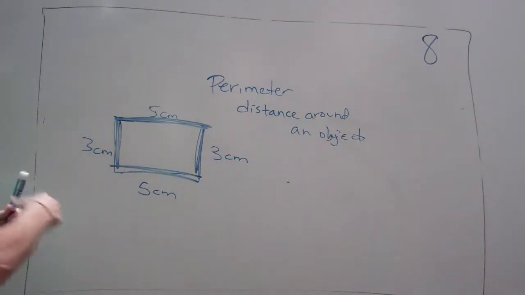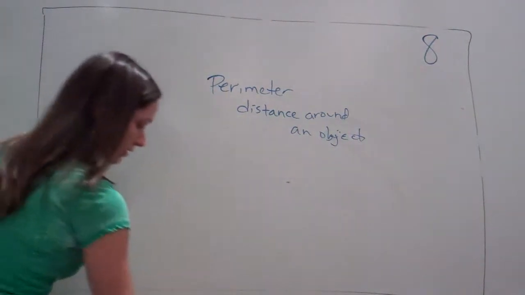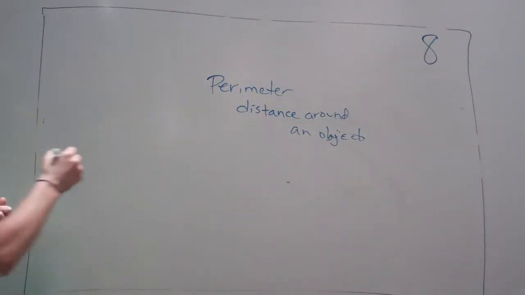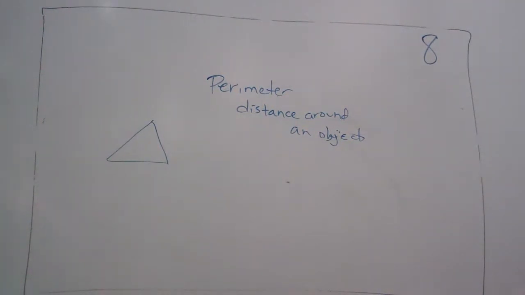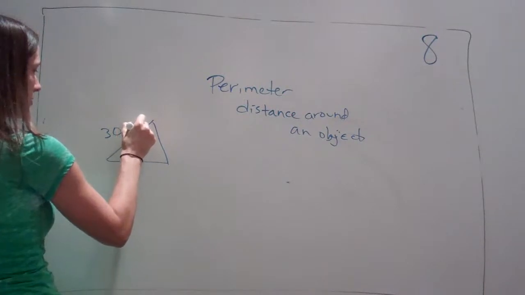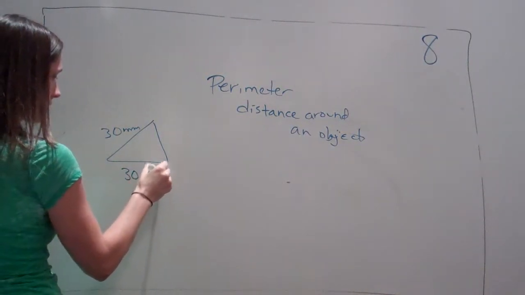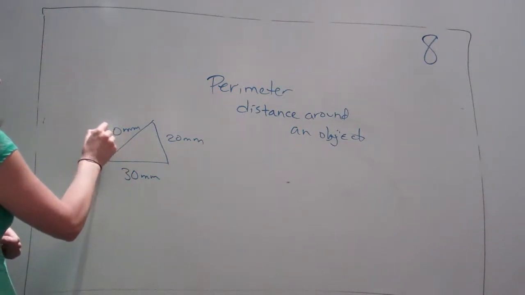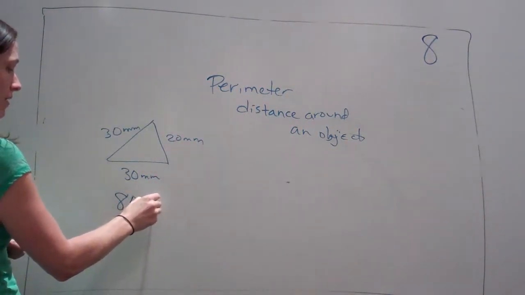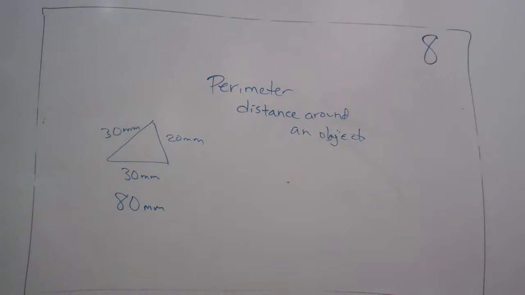Okay, let's try this one. Okay, that's a triangle, and they're telling me that this is 30 millimeters, 30 millimeters, and 20 millimeters. What is my perimeter of this object? Tell me. 80. 80, yes. 30 plus 30 is 60, plus 20 is 80. 80 millimeters. Very good. All right, does everybody feel like they get it?